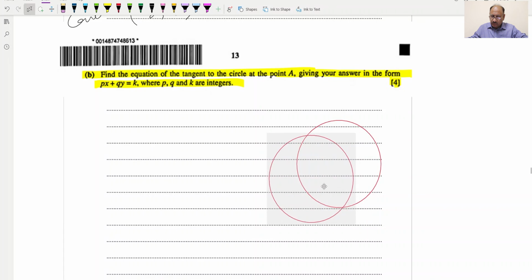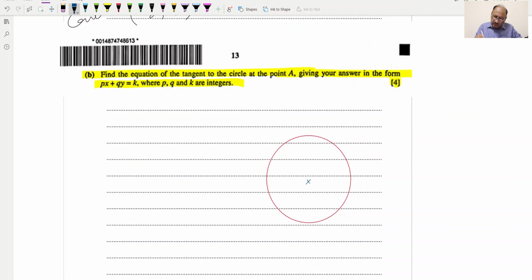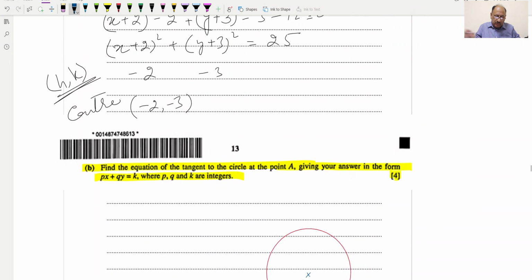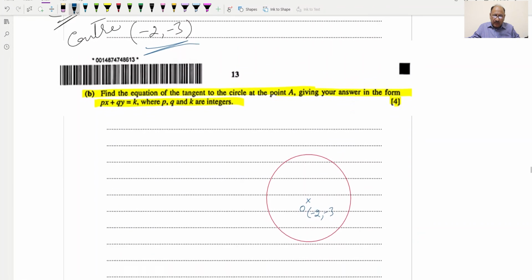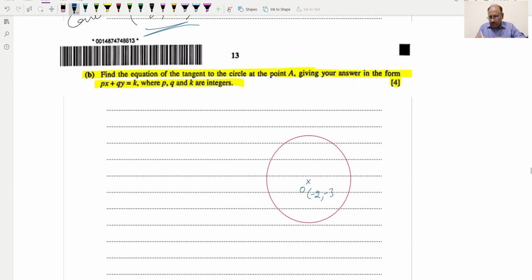So this is roughly a circle I'm taking, and this is like the center of the circle, roughly. The coordinates of the center which we just found are minus 2 and minus 3, which we found over here. And the point A is this one, and if we draw the tangent at A, it will be this one. This is A, and the coordinates of A are (1, 1), and this is our question.